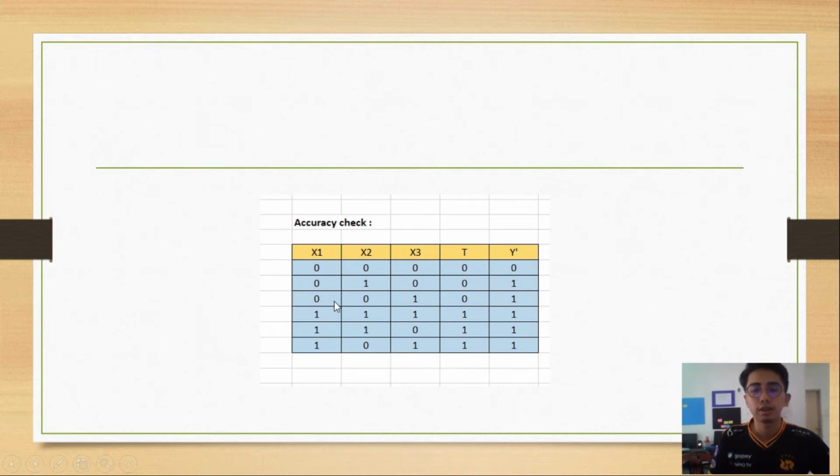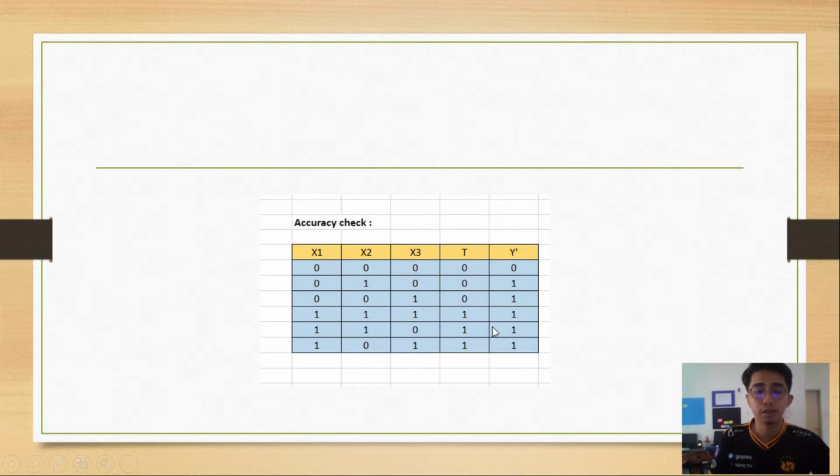For the third one, 0 plus 0 plus 1 plus bias 0.5, we will get 1.5, then the y prime will be 1. Then 1 plus 1 plus 1 plus bias 3.5, we will get the y prime 1. Then 1 plus 1 plus 0.5, that we will get 2.5, that is greater than 1, so here we put 1. Finally, 1 plus 0 plus 1 plus the bias 0.5, we will get 2.5, and then we will put the y prime here 1.